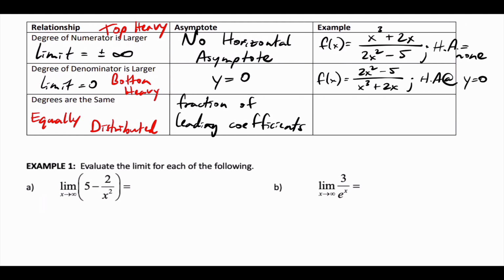Good question. Yeah. If they say x is approaching -2, then you do what we've done in the past. Don't do any of this stuff. Okay.